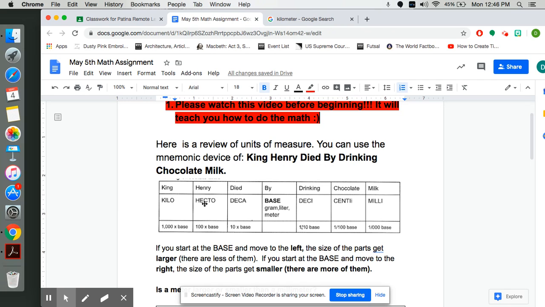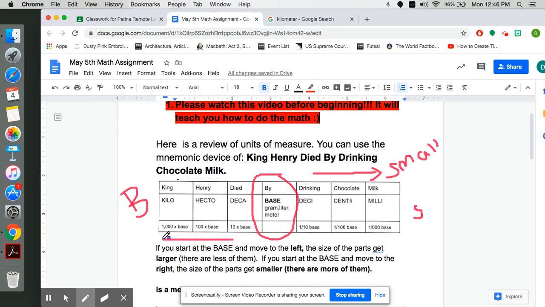The next biggest would be hecto, which is Henry. Died would be deca. And then this is our base. Our base is either gram, liter, or meter. So that's always where you're starting. So I'm going to go ahead and circle that here. So this over here is big. And this over here is little tiny small. I'm going to put an S there for being small. So as I go this direction, I get small. And as I go to the left, I get big.